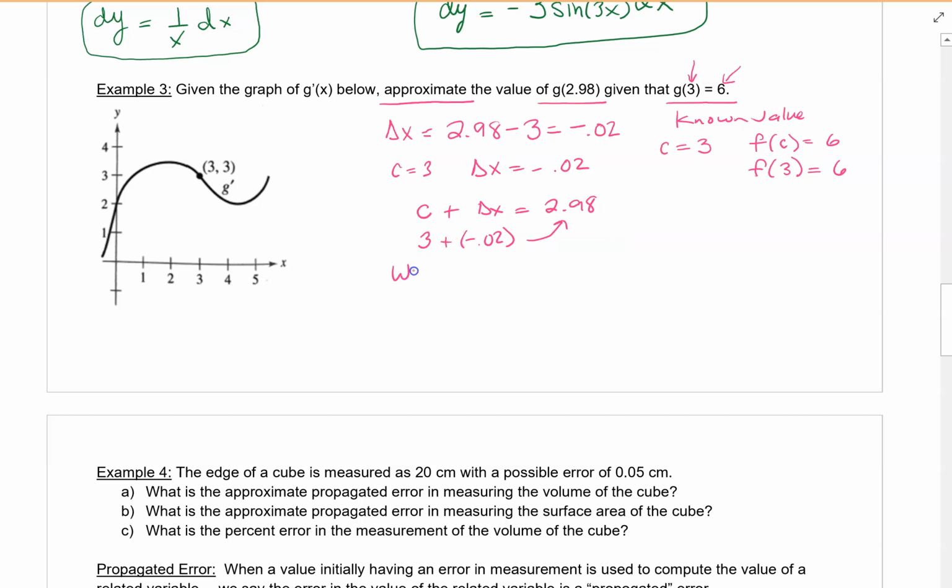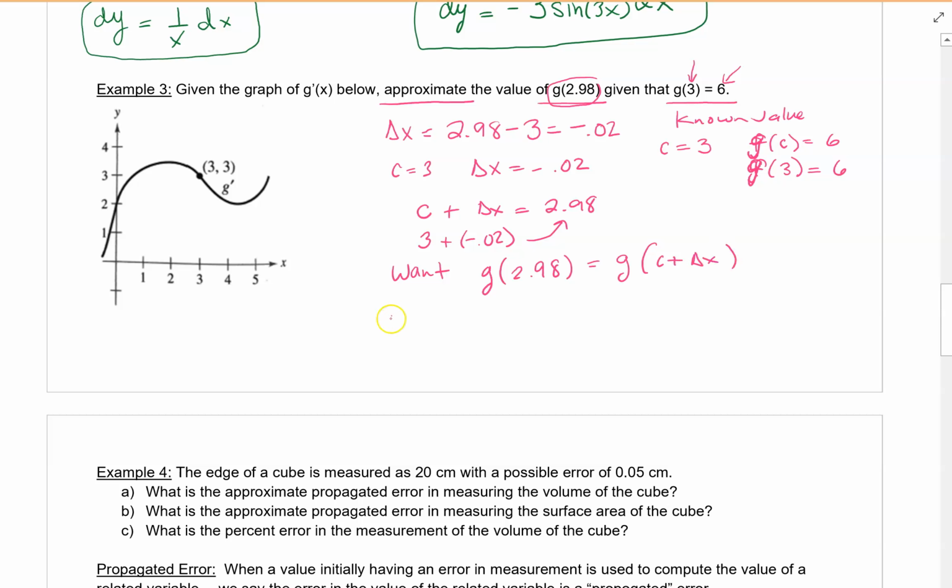So what I want to find, I want to find g of 2.98. Actually, maybe I should call these g instead of f, because we're referring to this function as g. So g of 2.98, I'm trying to find my g of c plus delta x.